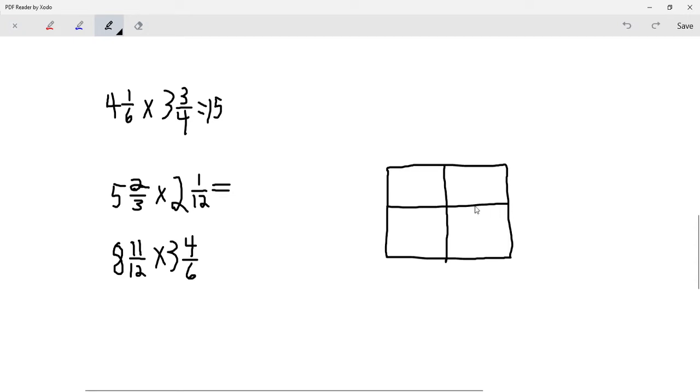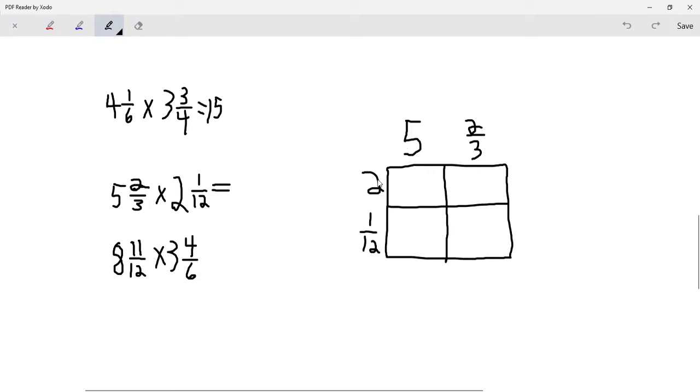But this is just a way to do 2 or 3 digit multiplication. So basically, we make this into a grid and we multiply the corresponding numbers in the grid. And then we just add them all up.